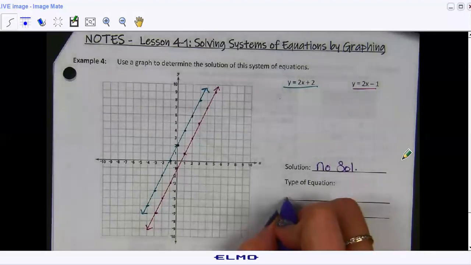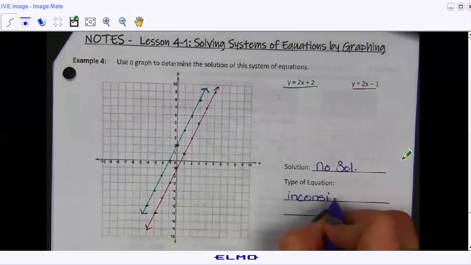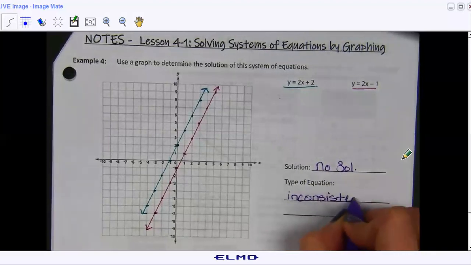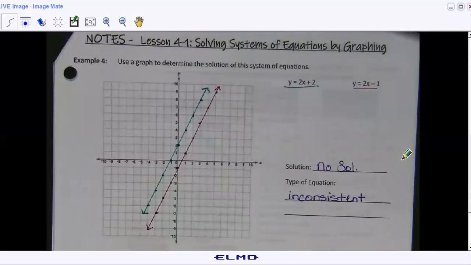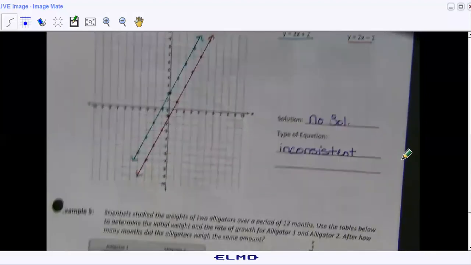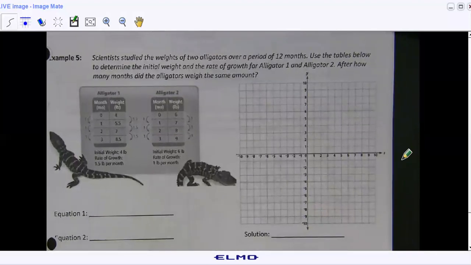And what do we call this type of equation? Inconsistent. Just like my mental state. Just like my entire life. Okay, inconsistent.